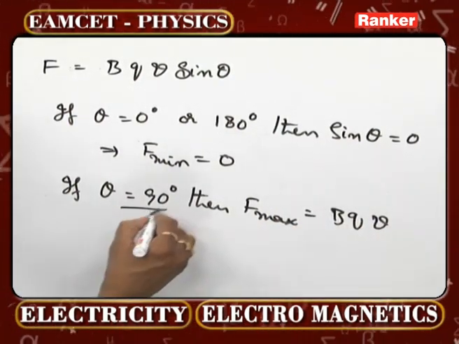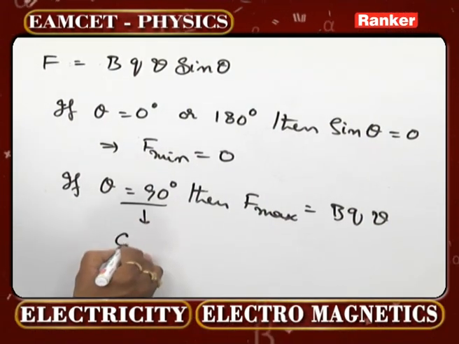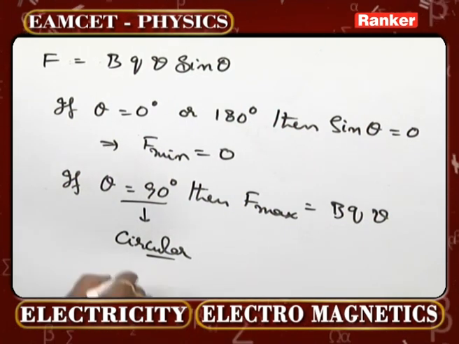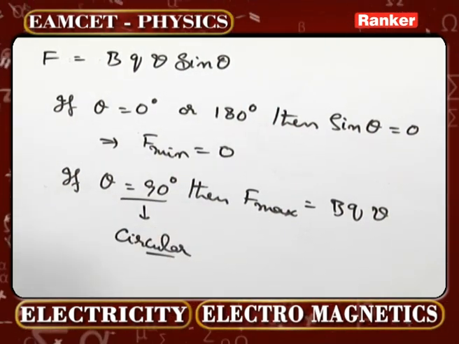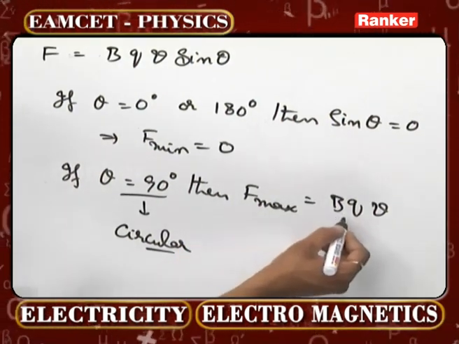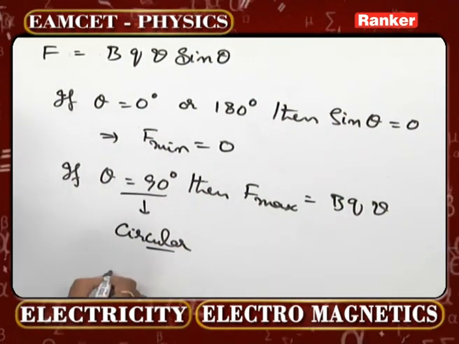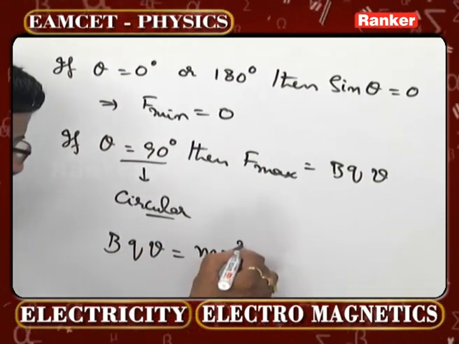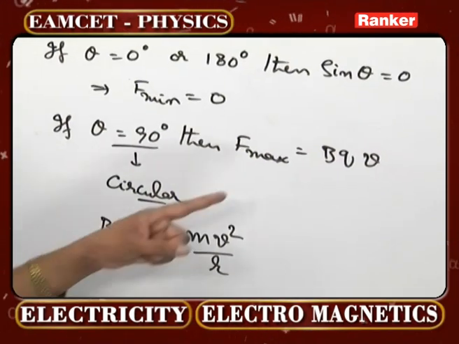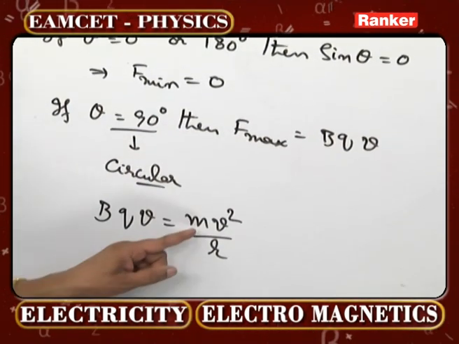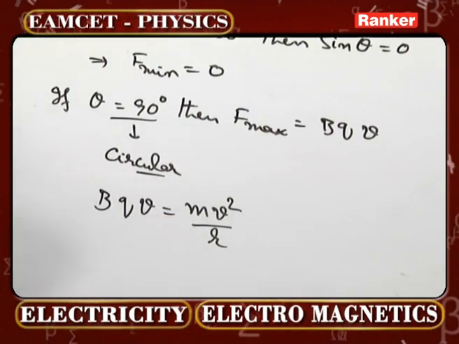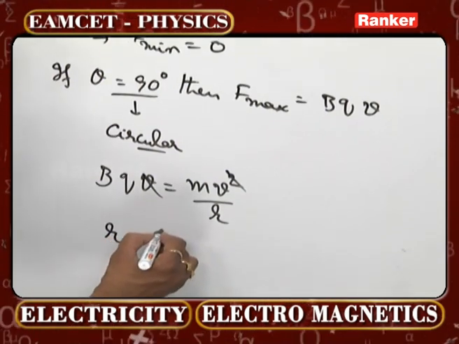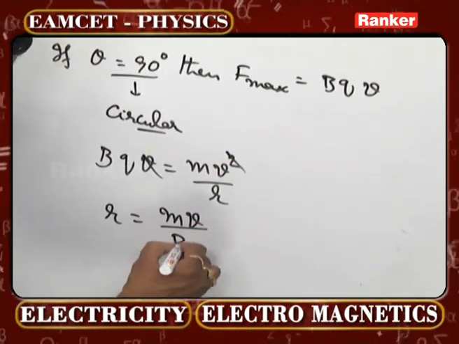But one thing you should understand, the moment theta is 90 degrees, the path traced by that particle will be circular. When it is moving along a circular path, what is the minimum condition? Centripetal force must be equal to centrifugal force. Then how to write that equation? BQV is equal to mv square by r. This is the centripetal force caused by the magnetic field applied. This is centrifugal force, that of course is a pseudo force or a fictitious one. V getting cancelled, you can write r is equal to mv by BQ.